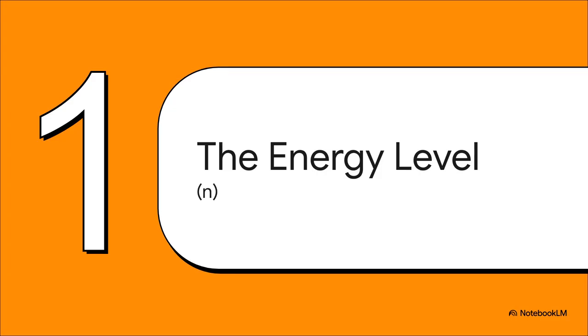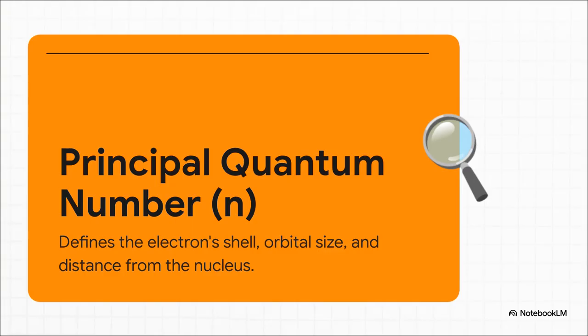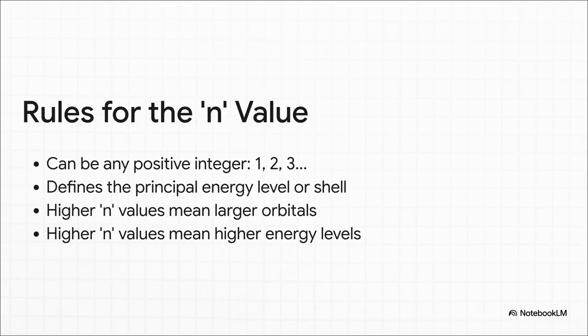All right, so let's break this address down piece by piece. We'll start with the biggest, most general part of it, the energy level. We call this N, and you can think of it as the street the electron lives on. This first number, the principal quantum number, or N, tells us which main energy shell the electron is in. It's the broadest part of the address, kind of like the zip code or the city. It gives us a sense of the orbital's overall size and how far, on average, it is from the atom's center, the nucleus.